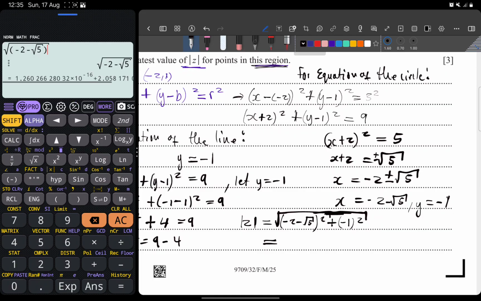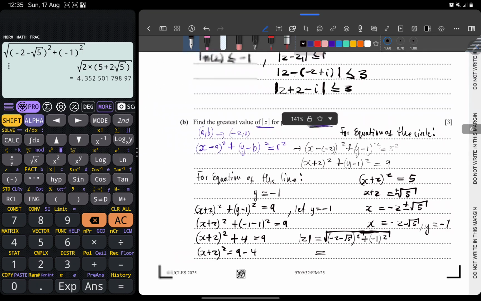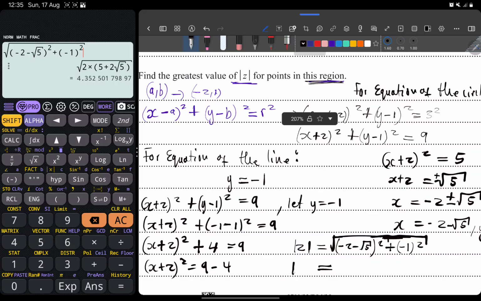Then I say plus 1 squared, or negative 1 squared if you want to put it. It's still the same. We know that when we square, everything becomes positive. What do we get here? The modulus of z is 4.35. So the greatest value of the modulus of z is 4.35.